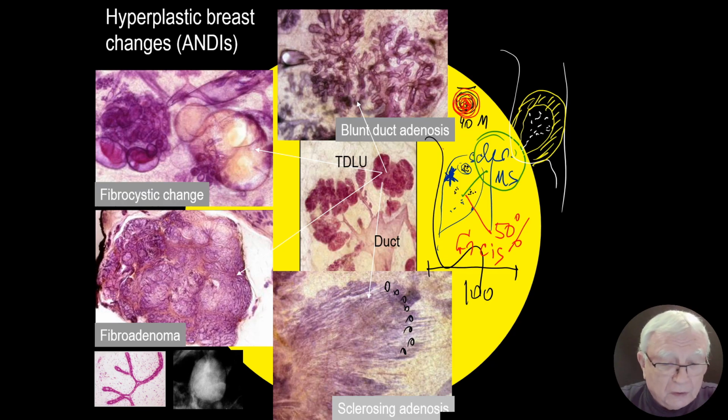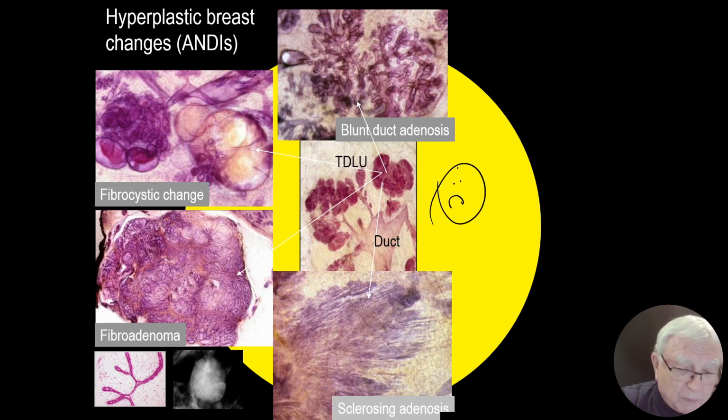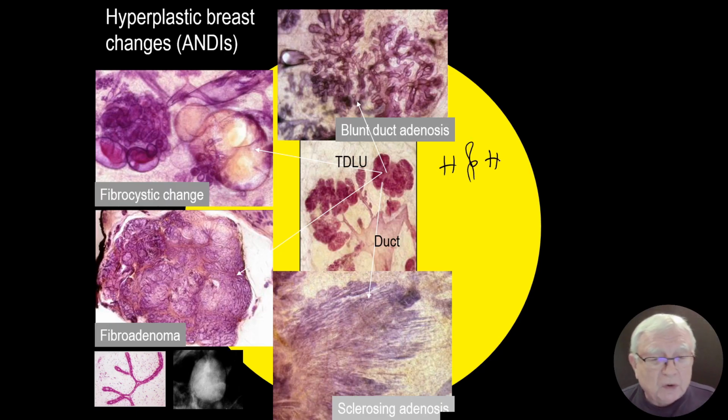Here, we are going to say, well, could you just do diagnostic biopsy? Very difficult. This is all because of this problem we call hyperplastic breast changes. What is blunt duct adenosis? Yeah, one of the hyperplastic breast changes where there is a hyperplasia, a hypertrophy of the TDLU. Plus, look at this proliferation. It's a very good description by the pathology books.